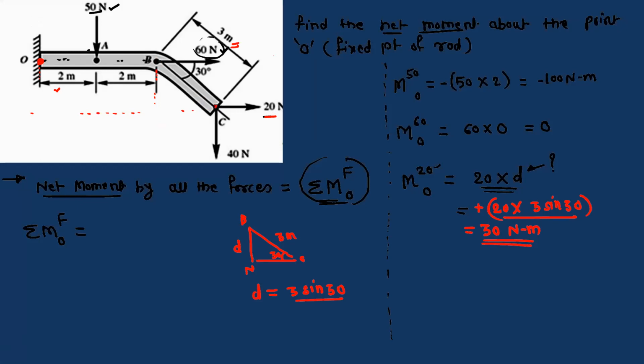So for 40 Newton, this is the point of application, that is point C. It is the same point for 20 Newton and 40 Newton. So we can write the equation, moment by 40 Newton about the point O. This is equal to, for 40 Newton, find out the perpendicular distance. For the perpendicular distance, extend the line of action. So this is the line of action. Okay. And now draw the perpendicular from point O. So this is the perpendicular.